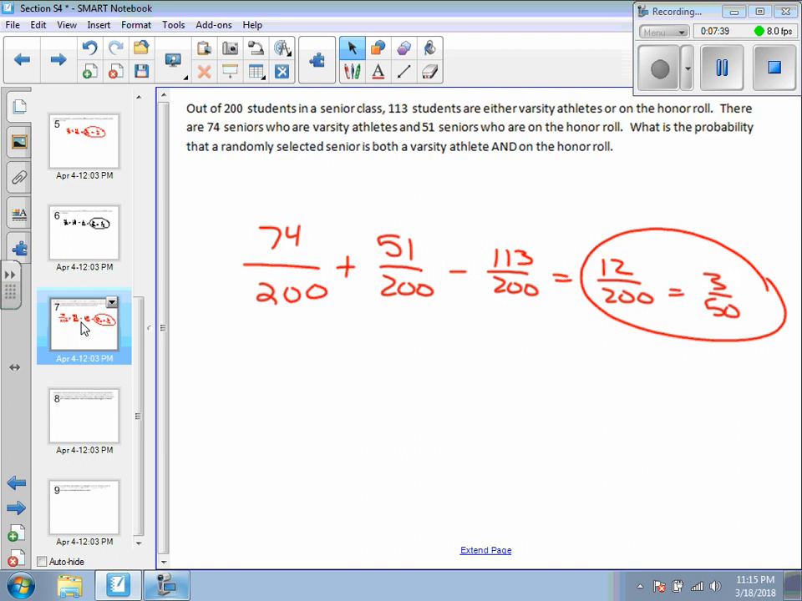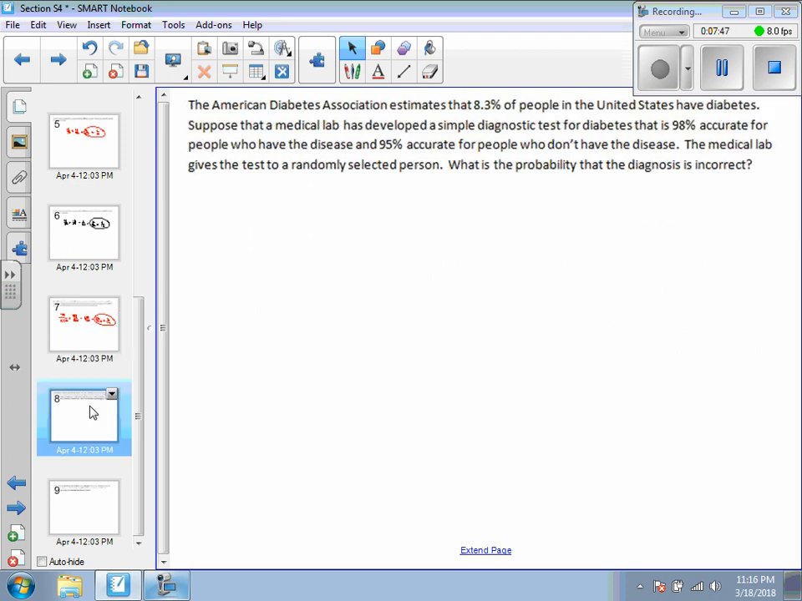Now, we're also going to take a look at how this applies to probabilities when you're looking at percentages of different things happening. The American Diabetes Association estimates that 8.3% of the people in the United States have diabetes. Suppose that a medical lab has developed a simple diagnostic test for diabetes. It's 98% accurate for people who have the disease and 95% accurate for people who don't. What is the probability that a medical lab gives a test to a randomly selected person and the diagnosis is incorrect?